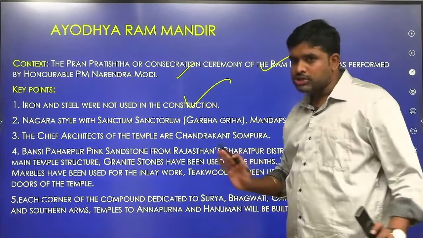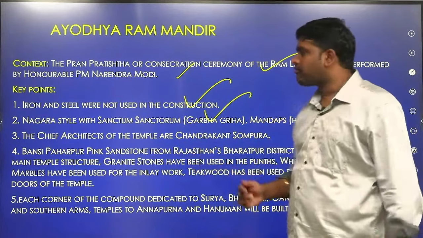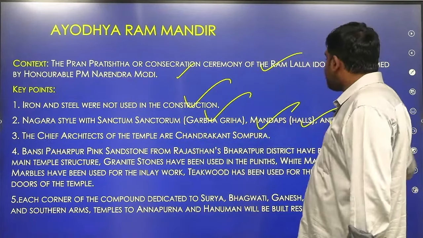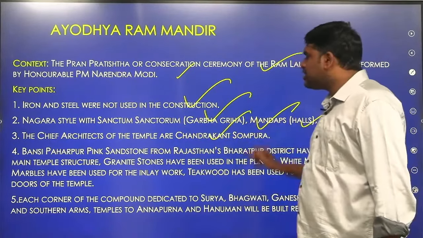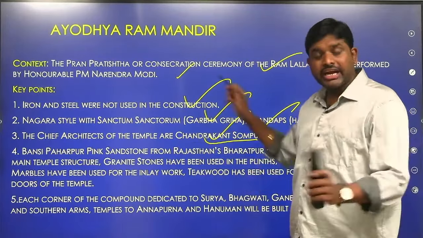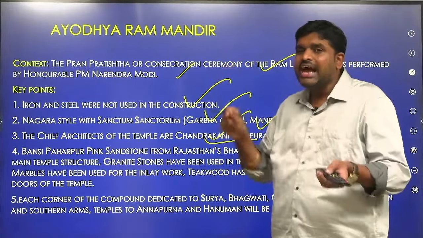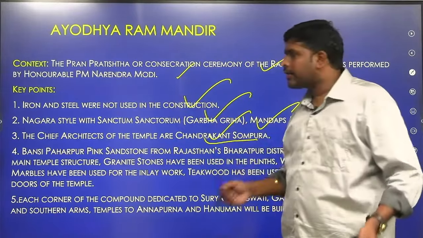Iron and steel were not used in the construction. Which type of construction is it? Nagara style of construction. Garbhagriha, mandapas, mandirs will be there. The chief architect of the temple is Chandrakant Sompura. The person who designed the idol is Arun Yogi.